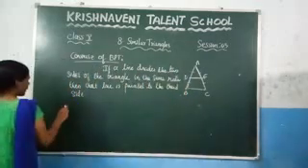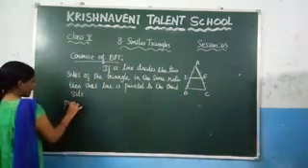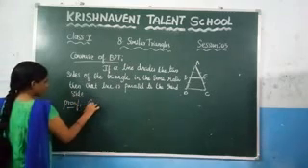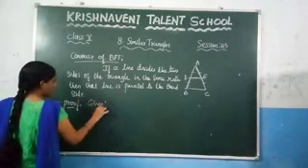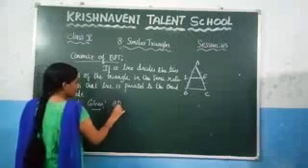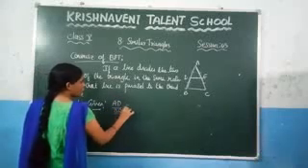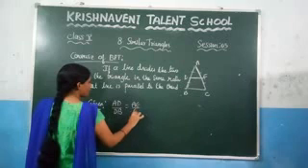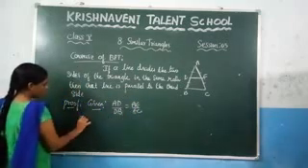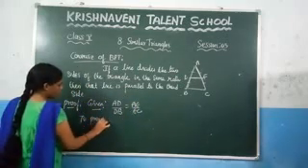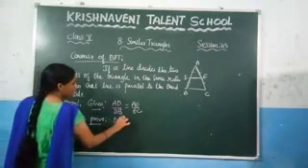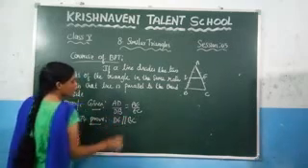So here, in the proof, write what is given and what we need to prove. What is given here? AD by DB is equal to AE by EC. This is given. What we need to prove? You need to prove here DE is parallel to BC. This we need to prove.